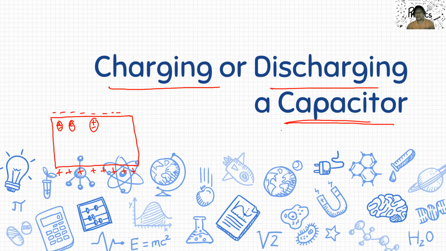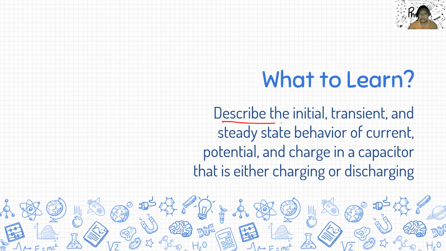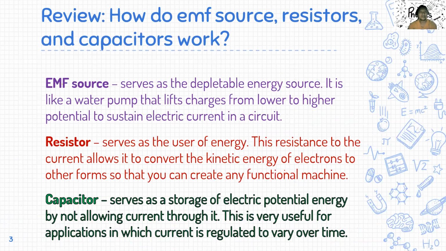And now we'll be talking about how to describe the initial transient, or what passes by, and the steady state. Current, potential, and charge in a capacitor. It's either charging, so we will look at a charging capacitor and also at a discharging capacitor. First, let us have a review. How do EMF sources, resistors, and capacitors work?